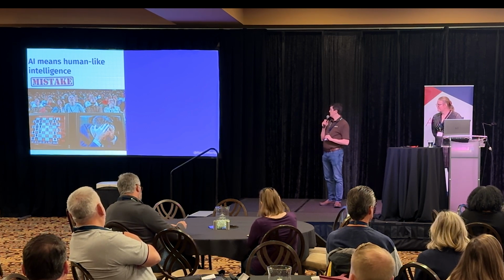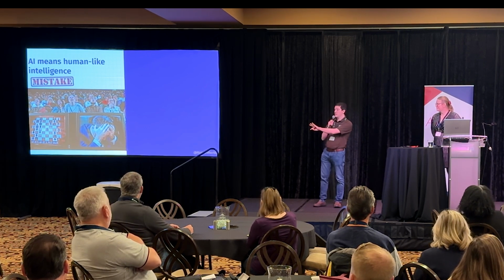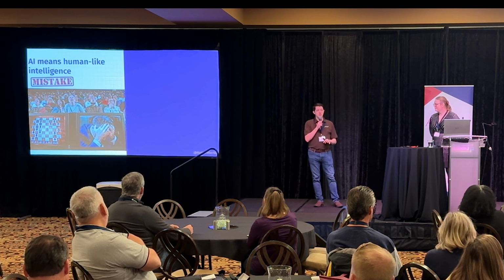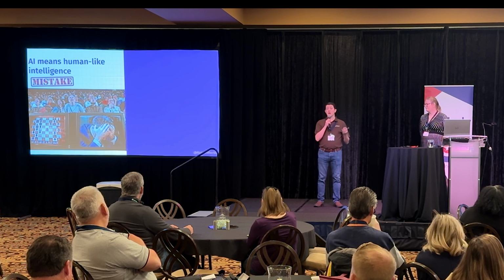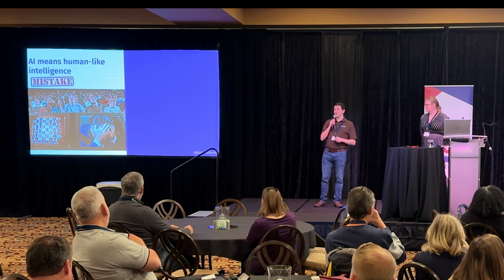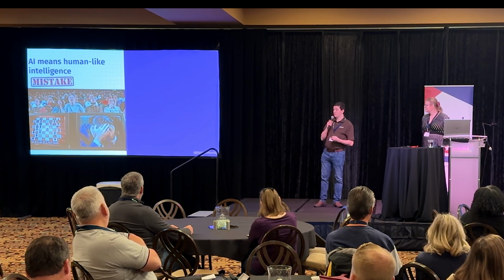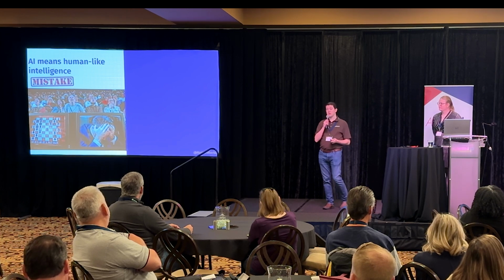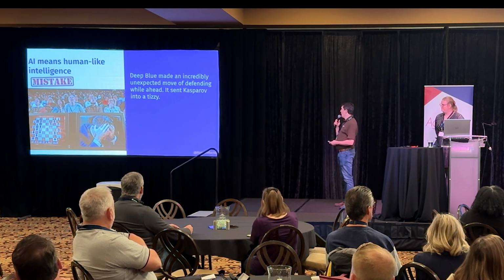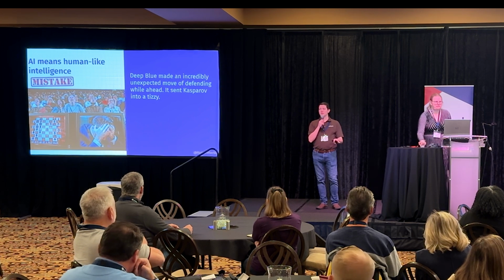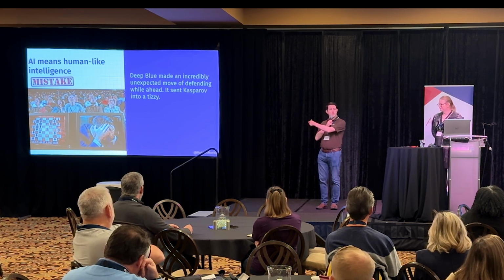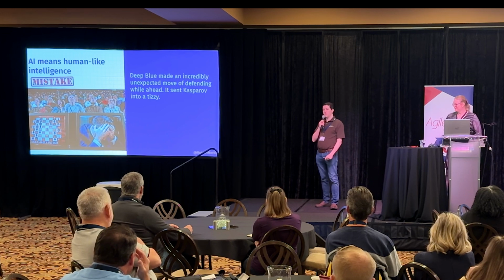Now, I was fascinated by this because Deep Blue, built by IBM, had finally become a world-class chess AI. And so this was widely televised and publicized, and Garry Kasparov fought Deep Blue in a series of games and played a match. In the middle of one of these games, Deep Blue made an incredibly unexpected move of defending while it was ahead. Anybody play chess in here? Yeah? So what comes to mind when I point at this? Defending while ahead, what is that?